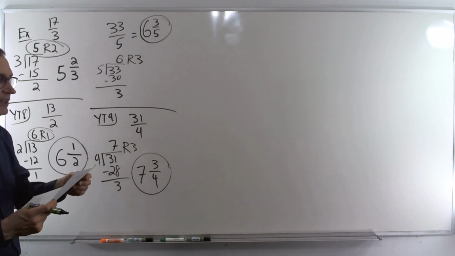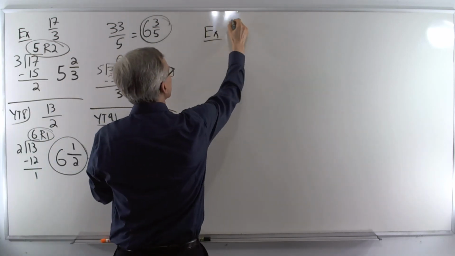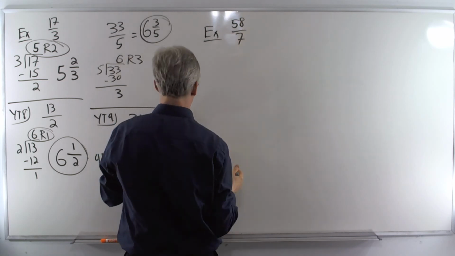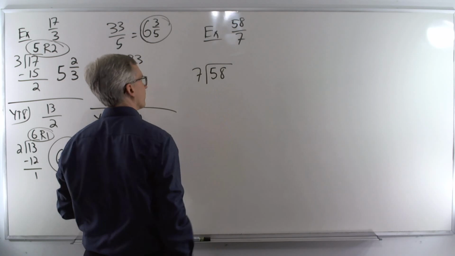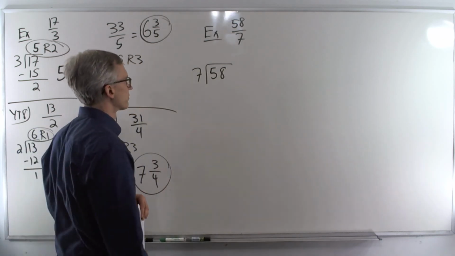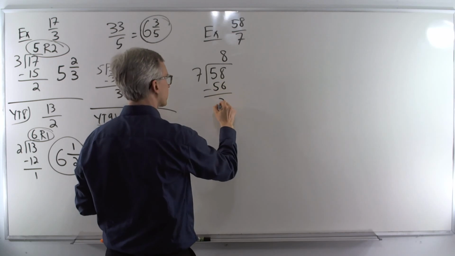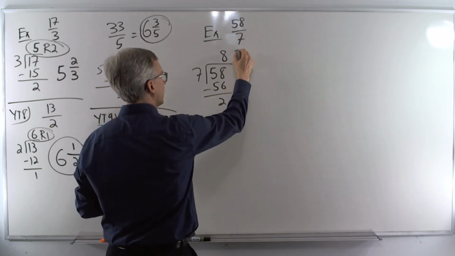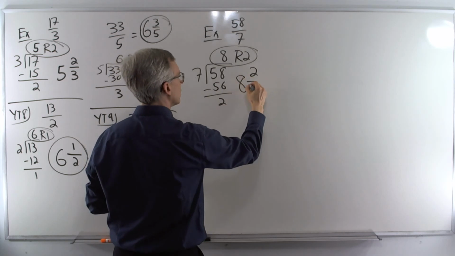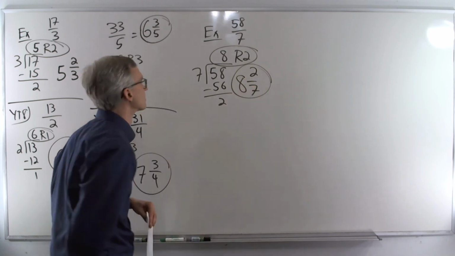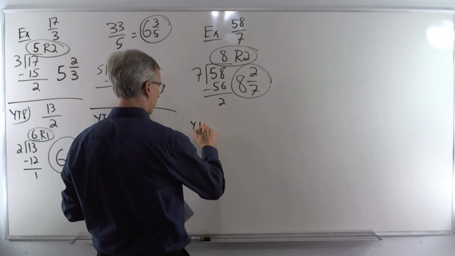Next up, we got 58 sevenths. Alright, 58 divided by 7. 7 is going to go in there 8 times. That'll give us 56. Subtract to get 2. So that gives us 8 remainder 2 is the answer, and that is 8 2/7. That brings us to your turn, number 10.